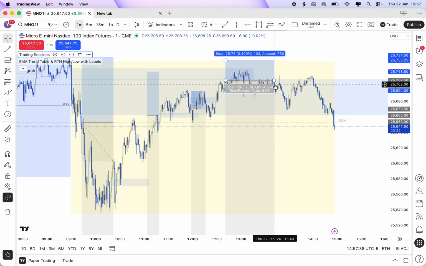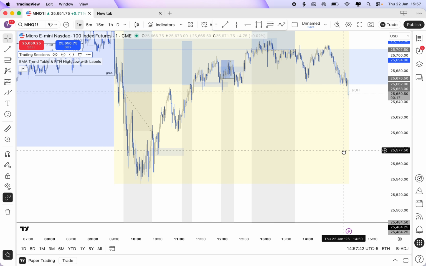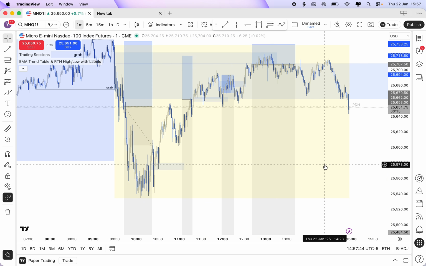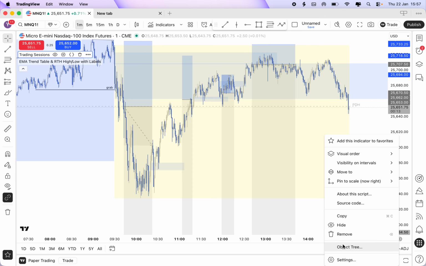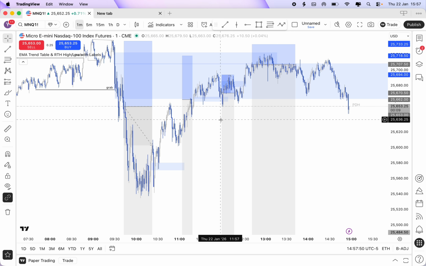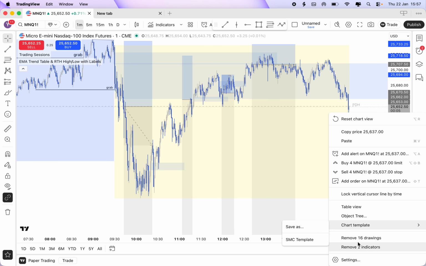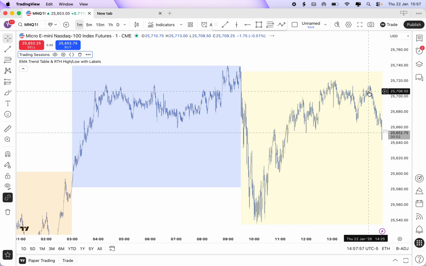I exited out here a bit early. Let's see how it's going back down again now. But I'm not going to enter again. I'm just going to remove all drawings now. Oh no, what did I do? I removed the indicators. Hold on. Remove drawings, not indicators. Start fresh tomorrow, and yeah.